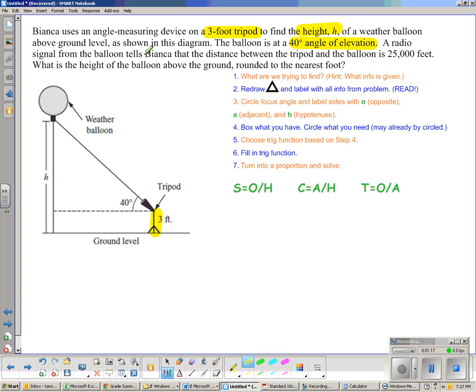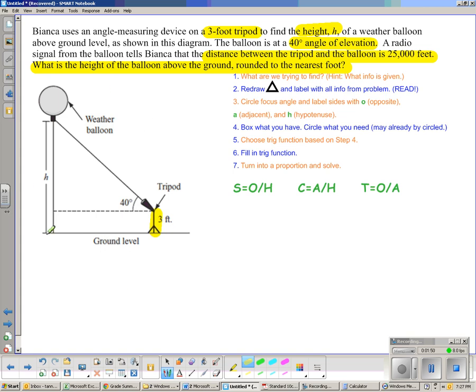A radio signal tells, I'm going through it the same way I would go through it if I was doing the test myself. This is information. A radio signal from the balloon tells Bianca that the distance between the tripod and the balloon is 25,000 feet. Where's the tripod? Right here. Where's the balloon? Right here. So that means that the distance between them is 25,000 feet. What is the height? Very important because this is telling us what we need to find of the balloon above the ground rounded to the nearest foot.